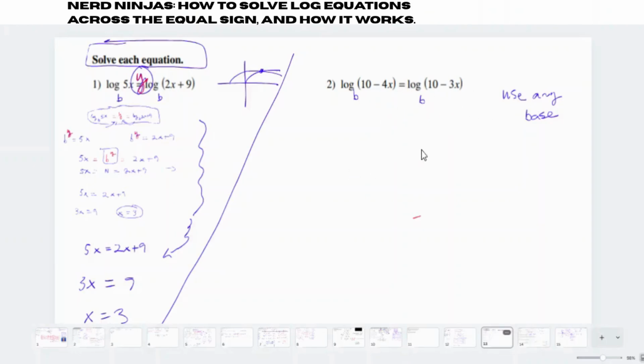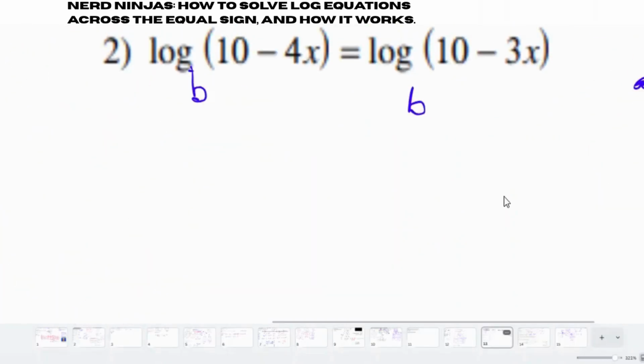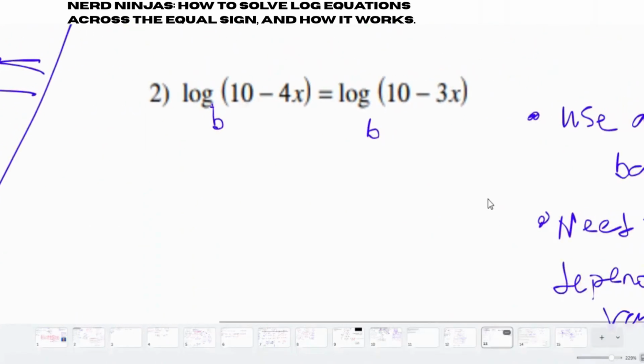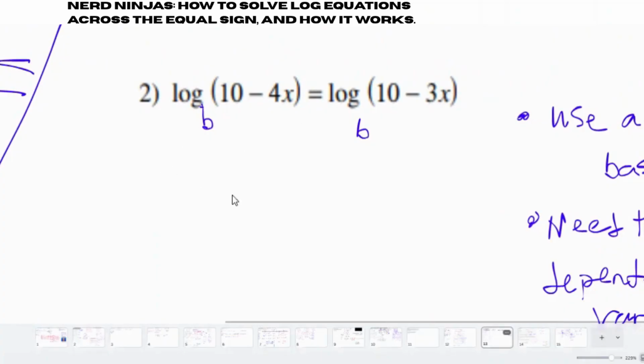So now what do we do? So we know that there's something else we're missing though. We need the same y, right? Need the same dependent variable. So that means it's going to be the same thing again. It's going to be a log b. You're still going to use the canceling inverse rule. So it's going to be log base 10 minus 4x.